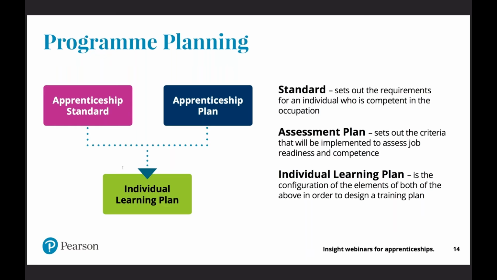Going forward onto slide 14, which is about our programme planning. As you can see on the slide here, this programme planning is particularly looking at the new standards going forward. So we've got the apprenticeship standard, the apprenticeship plan, the information from both of those going together down into the individual learning plan. I know that we all do programme planning. It's something that we do currently within our SASE programmes.